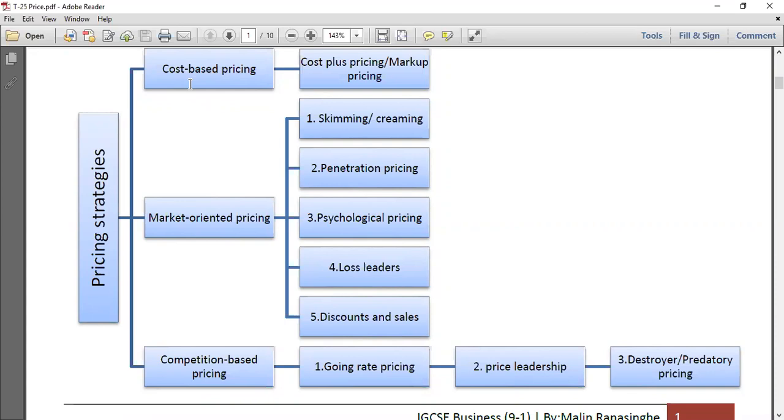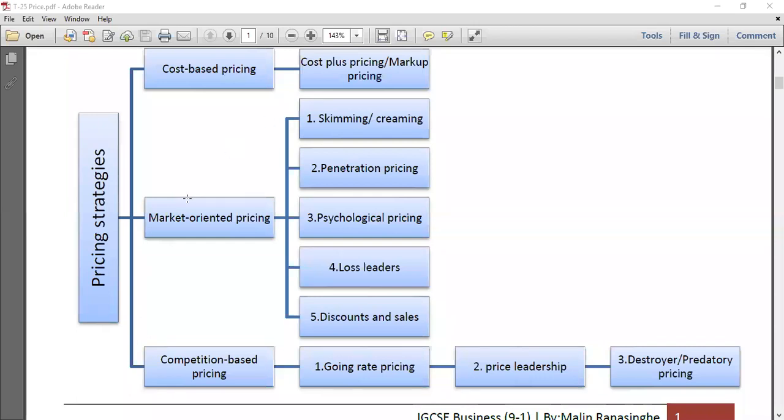But cost-based pricing, definitely these methods are only one method they have. This is very easy to calculate because you only need to know the cost. And you guarantee the profit margin of that.